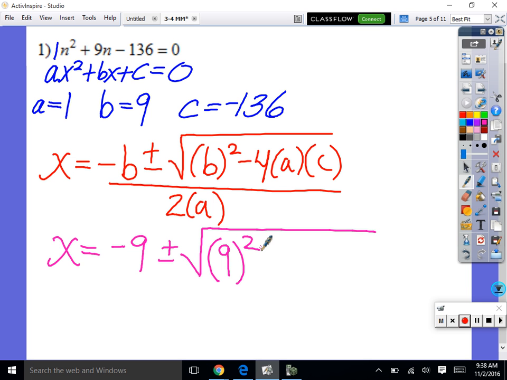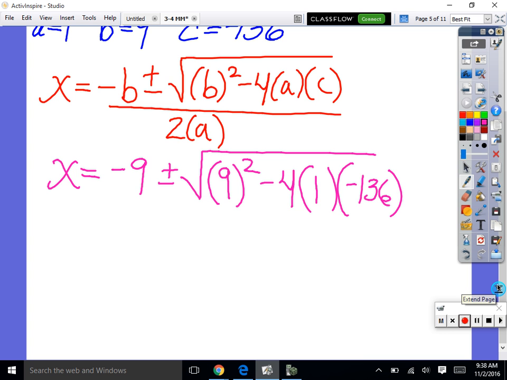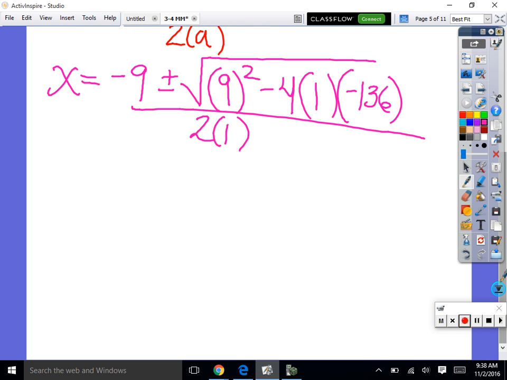Does everybody see where I'm plugging this in? Minus 4, then times a. Look, what's my a value? 1. Times c, so use parentheses. What is c? Negative 136. Does everybody understand? Make sure you do this correctly. From here to here, all over 2 times a. And we look back and a was 1. So 2 times 1. Now this is where it's the hardest for people to get right. Usually they can get up to here, but this next part, the simplification just gets people.